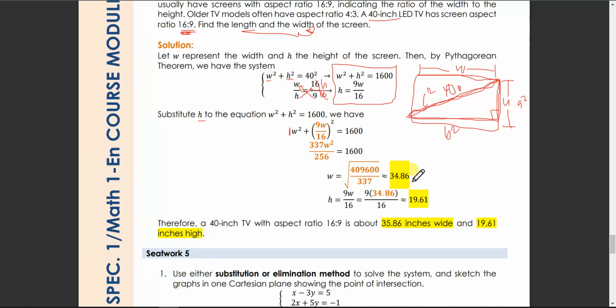34.86 inches. Then sa height naman, so just use the second equation, then substitute the value of your w. So you have 9 times 34.86 divided by 16, and that is approximately equal to 19.61 inches. So therefore, for a 40 inches TV with aspect ratio of 16 by 9, that is about 34.86 inches wide and 19.61 inches high. Okay, iyang height.